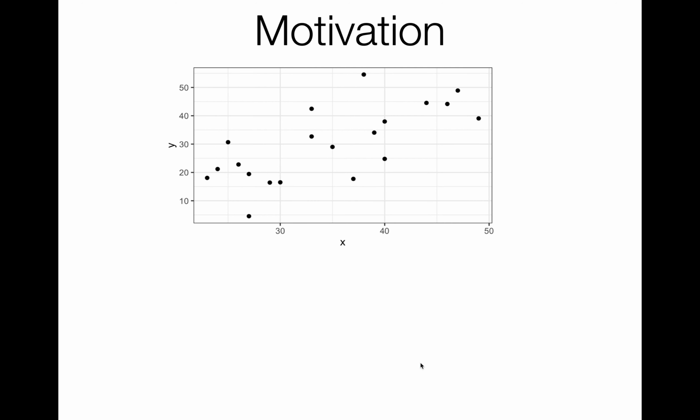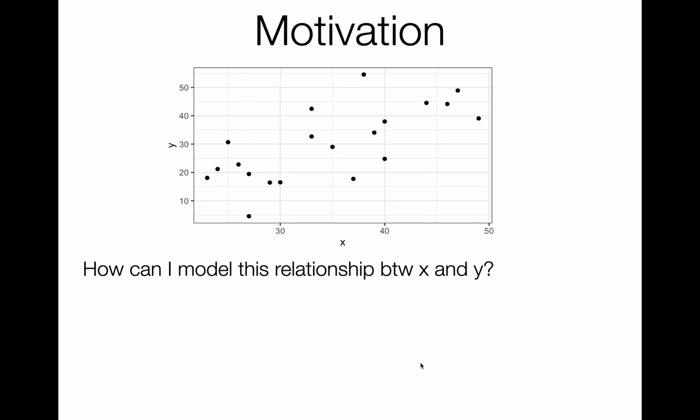As a motivation, we'll look at this scatter plot. I have two variables, x and y, and I plotted them here as a scatter plot. The question I'm going to ask is, how do I model the relationship between the x variable and the y variable? You could say many things, of course, but the simplest thought is, well, it looks kind of linear. As x increases, y increases.